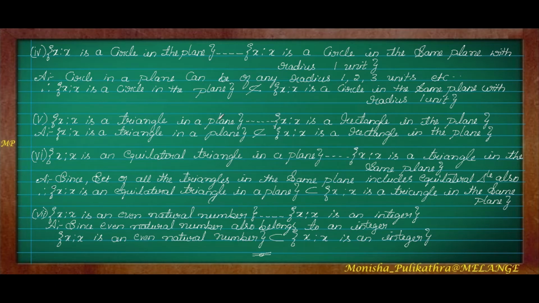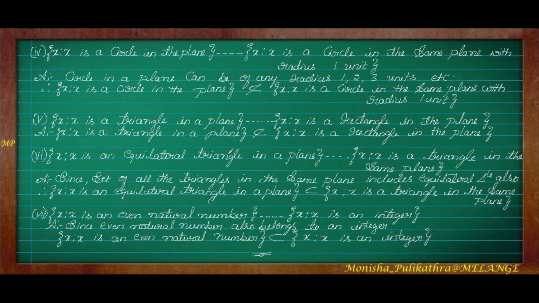X is a triangle in a plane and X is a rectangle in the plane. So this is of different shape and this is of different shape. Triangle to rectangle is not a subset. Clearly, we can write it as X is a triangle in a plane is not a subset of X is a rectangle in a plane. Okay. So next, moving on to the sixth question.